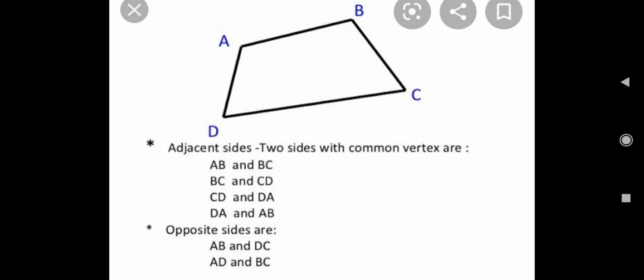So these two sides BC and CD are called as the adjacent sides. Next, if we consider the vertex D, this vertex D is common to the sides CD and AD. So the adjacent sides are CD and AD. So these are some of the pairs of the adjacent sides of a quadrilateral.